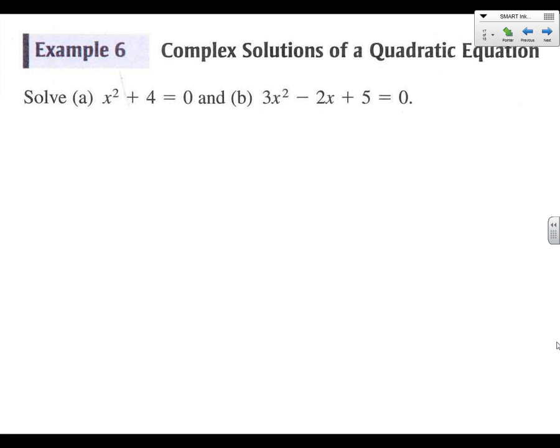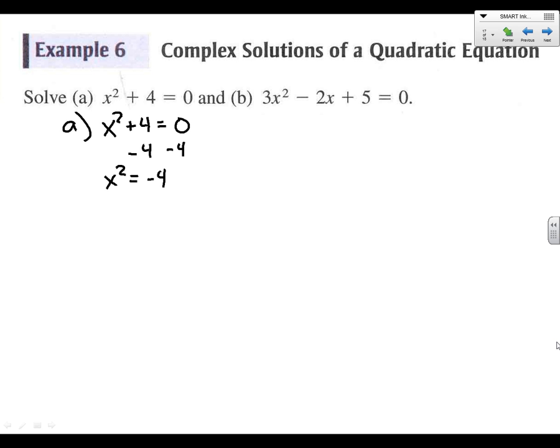Alright, the last thing that you need to do here is solve for complex solutions of a quadratic. And so we'll go ahead and take a look here. On our first problem, A, we've got x squared plus 4 equals 0, and we're going to solve for x. We're going to move the 4 to the other side, and we'll say x squared equals negative 4.